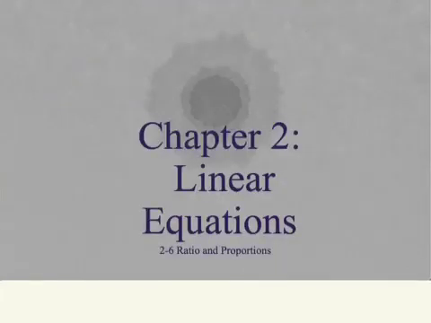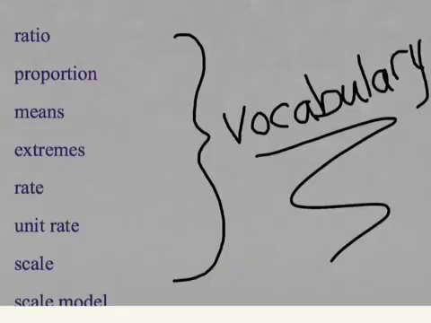We're in Chapter 2, Linear Equations, and we're working on Section 2.6, Ratio and Proportions. Today our vocabulary is as follows: ratio, proportion, means, extremes, rate, unit rate, scale, and at the bottom here we have scale model.